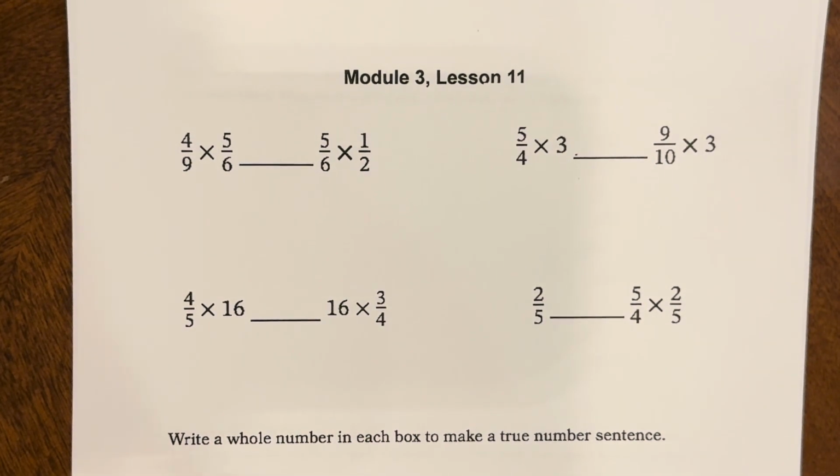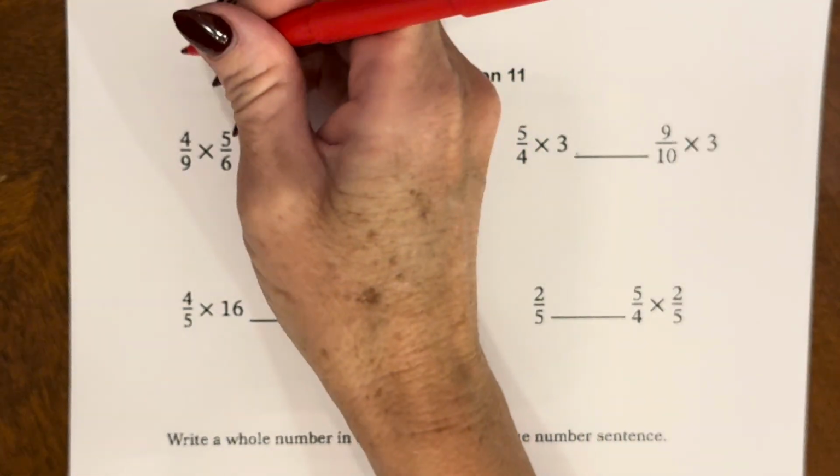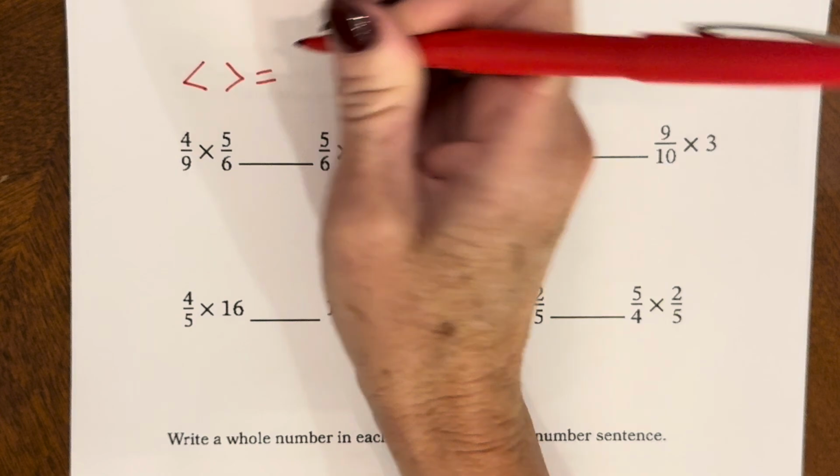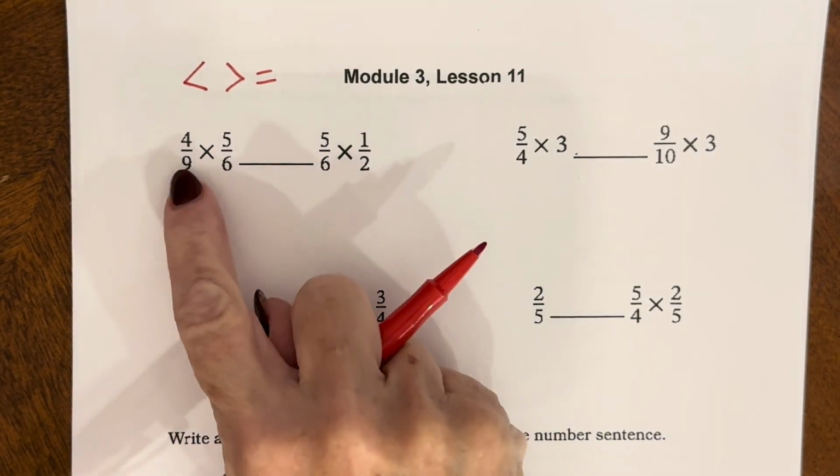Tonight we are on Module 3, Lesson 11, and we are continuing to multiply fractions, but we are also going to be understanding what they mean and doing some more complicated problems. So my first two problems are asking me to compare. The directions aren't on here, but they're asking me to compare using less than, greater than, or equals to. So what do I see here?